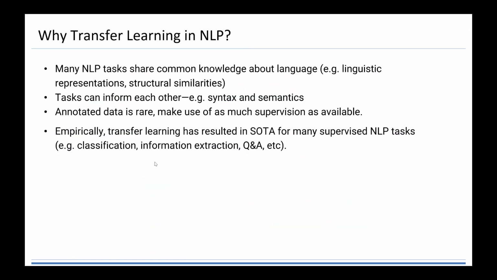So why transfer learning in NLP? Because in NLP, there are many tasks that share common knowledge about language, for example the linguistic representations. And we know there are some structural similarities. Tasks can inform each other. For example, if we have the syntax, if we have the semantics, we can try to figure out the task.